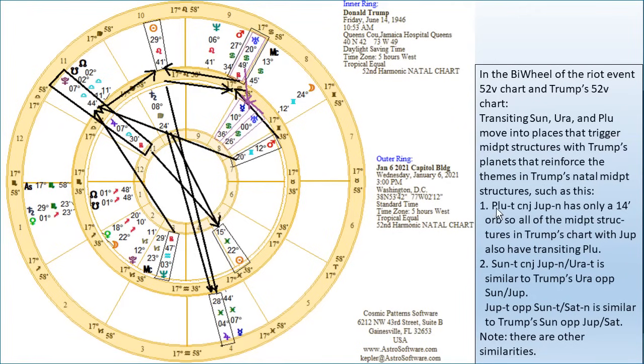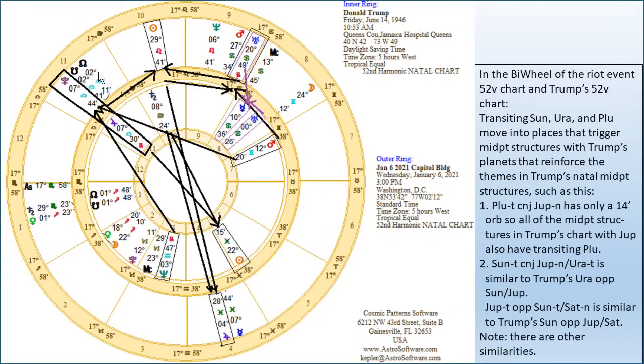So, for example, transiting Pluto over here is conjunct natal Jupiter with only a 14-minute orb. So all of the midpoint structures in Trump's chart with Jupiter also happen to Pluto. So Jupiter is making a lot of two direct midpoint structures. It's a focal planet of a midpoint isotrap. Pluto is also at that focal point.